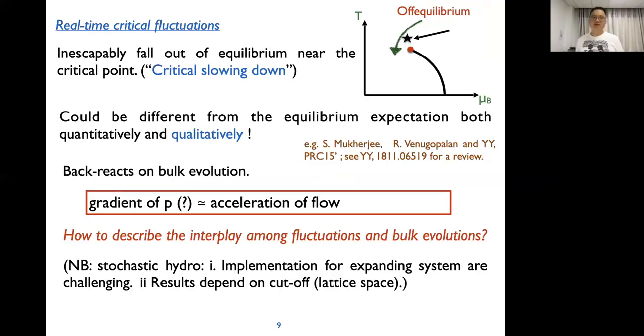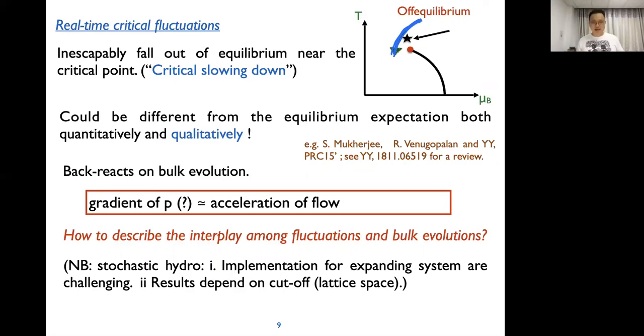So far, what I'm talking about is the equilibrium physics. But in reality, in heavy-ion collisions, the real-time critical fluctuations are very important, and this is explained in this slide. Let us imagine we have a hypothetical critical point here, and we follow a trajectory of a fireball created in the heavy-ion collisions. As this fireball gets closer and closer to the critical point, the fluctuations will grow.